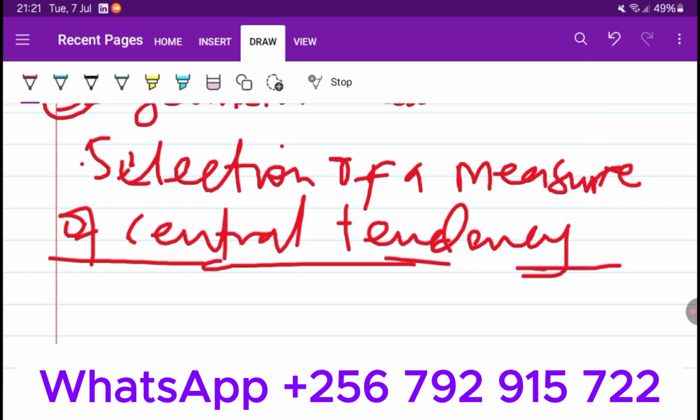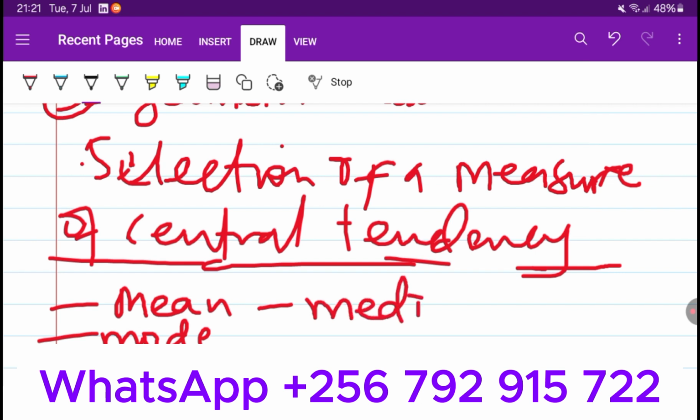Of course, the most preferred measures of central tendency are the arithmetic mean, the mode, and then the median. Those are the three best preferred measures of central tendency, the methods that we can use to get our central value.